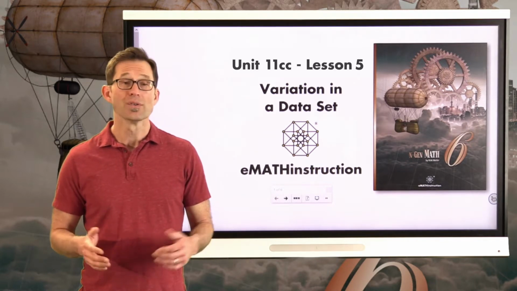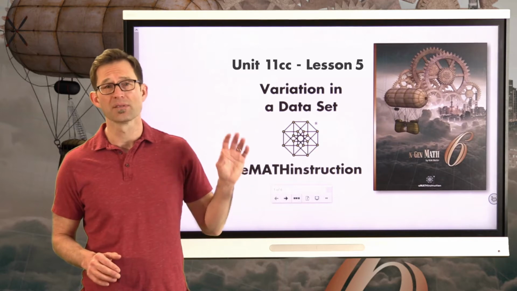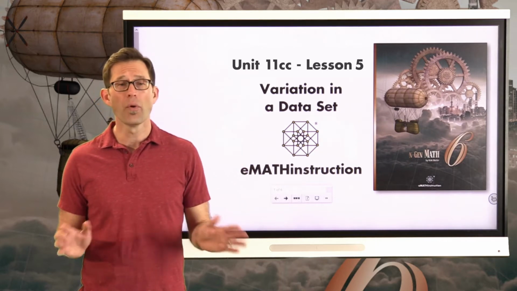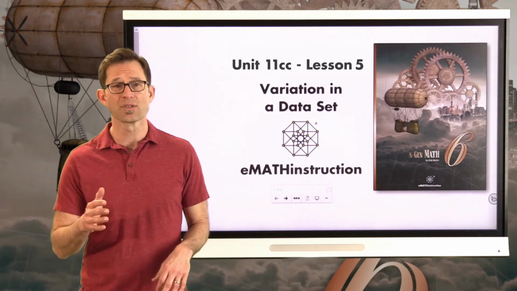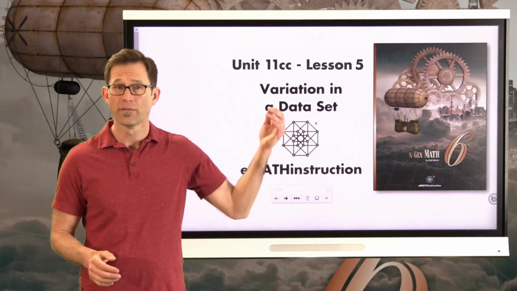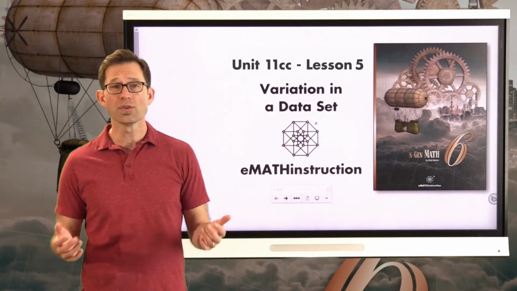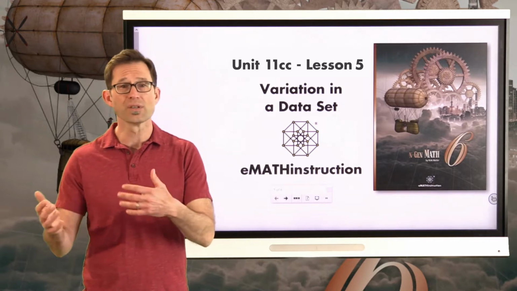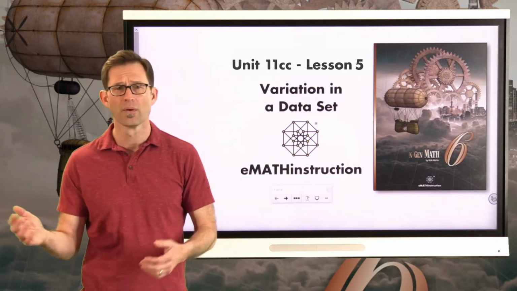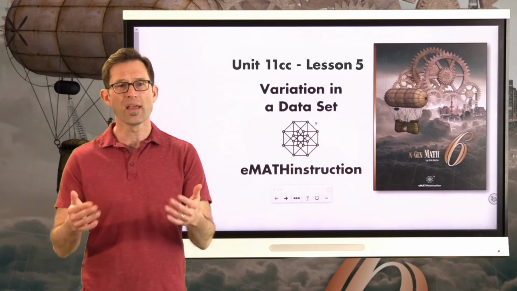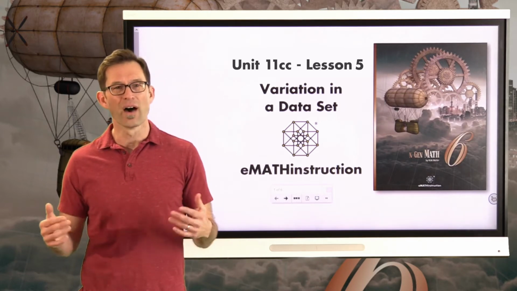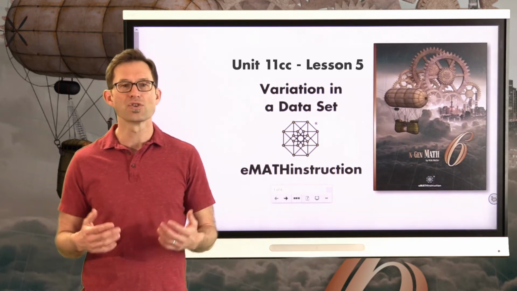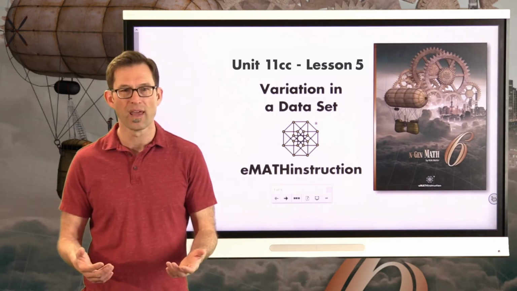Today we're doing Unit 11, Lesson 5 on variation in a data set. It seems weird that this comes as Lesson 5, given that the whole point of statistics is to answer statistical questions that involve variation, right? Variation is just this idea that when we go out and take data from subjects, people, cars, animals, whatever, not all the data values are the same. That is variation or variability in the data.